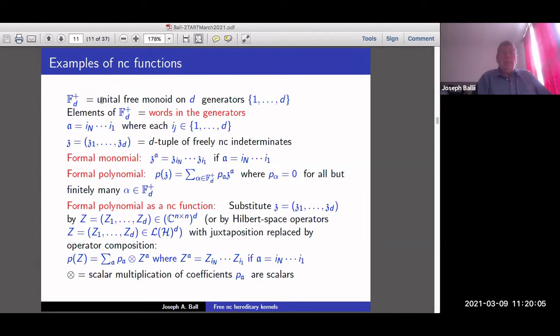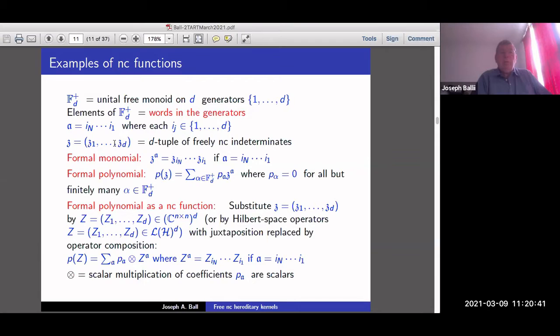Now we need examples. So the first example is polynomials. So we need F, F is for free, the free monoid on D generators. So the elements of this gadget are words in the generators. So you take a word in the letters 1 to D, and that's your element of F_D^+, and we throw in the empty word, which acts as the unit. And we have multiplication by juxtaposition.